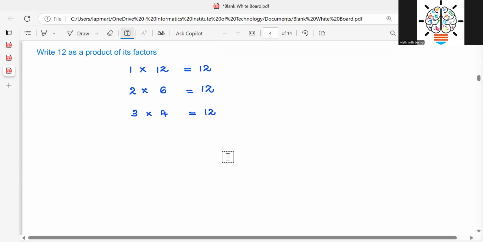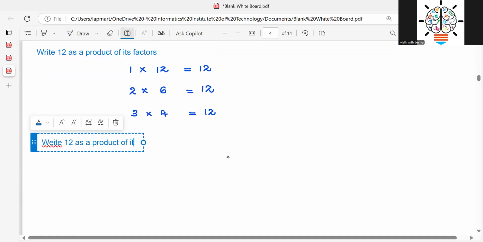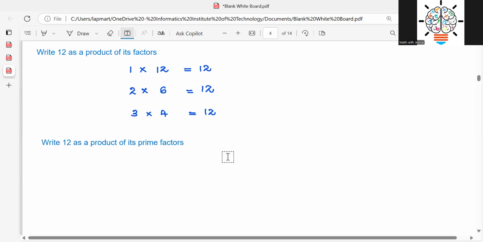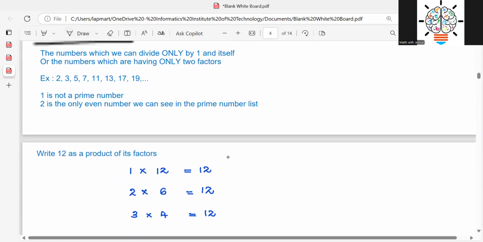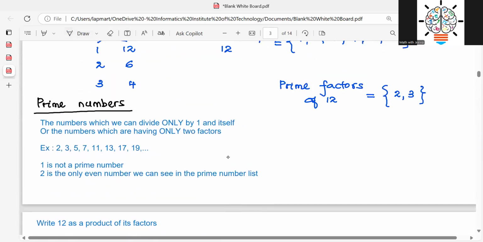But if they have asked you to write something like this, write 12 as a product of its prime factors, so this answer will be different, right? So if you want to write the answer like this, write 12 as a product of its prime factors, the way you want to do it is different. Already you know what the prime factors of 12 are. It is 2 and 3, no?